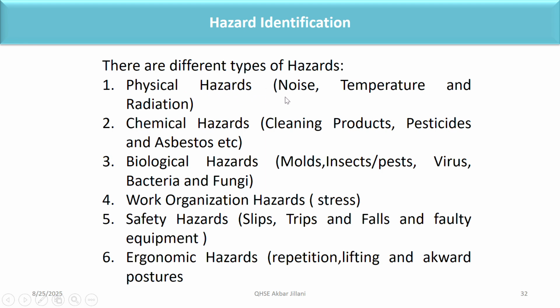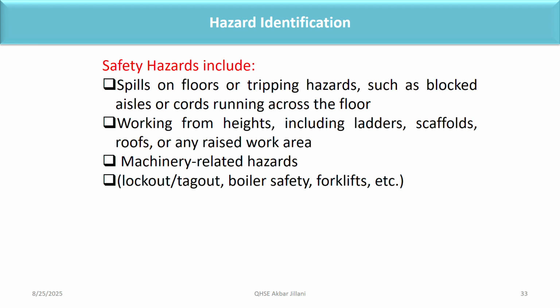There are different types of hazards: physical hazards, noise, temperature, and radiation; chemical, cleaning products, pesticides, and asbestosis; biological hazards, molds, insects, pests, viruses, bacteria, and fungi; organization hazards like stress; safety hazards, slips, trips, and falls, and faulty equipment; ergonomic hazards, repetition, lifting, and awkward postures.